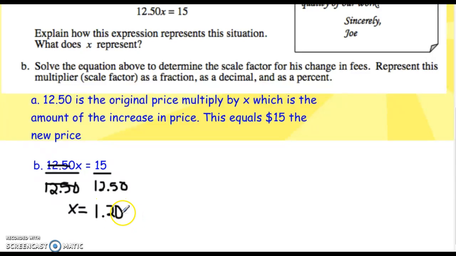So that would be a decimal. A fraction, I have a whole, which is 100, plus 20 more. So that would end up being 120 over 100. So 1 whole equals 100, plus the 2 tenths, the 20 hundredths is 20 hundredths more. And that helps us write the percent, because as long as it's out of 100, I know that the numerator is the percent, so it would be 120%. So the percent increase is 120%.